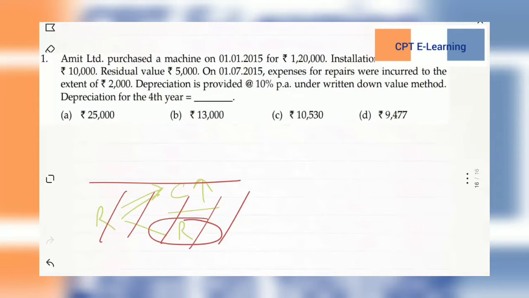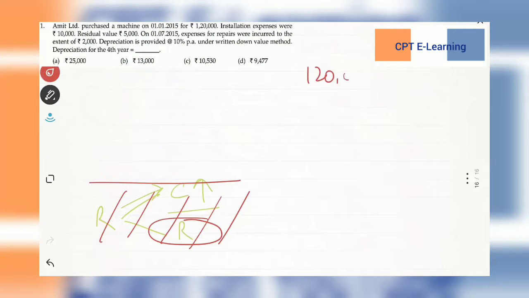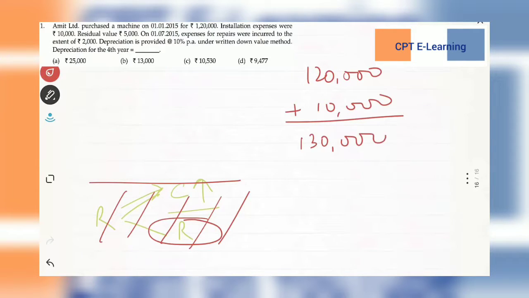Now let's do the sum. The cost is 1,20,000 plus 10,000, as 10,000 is the installation expenses. So the cost is 1,30,000. What will be the depreciation for first year? Simple. It is 1,30,000 into 10%, right? That will be 13,000. Now you know how to calculate this. It is simple. You have to do it step by step. The first year is 1,30,000 minus 13,000. This is the depreciation of first year.